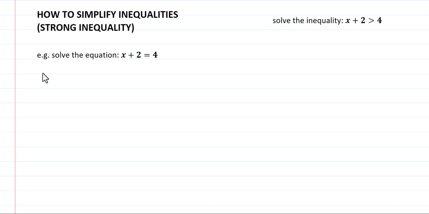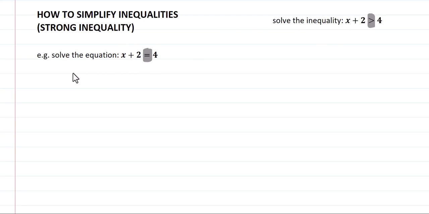Let's go. Okay, we have an example. Solve the equation x plus 2 equal to 4. Now, this is not an inequality. I want you to pay attention simply because we have an equality here. Look at this. We have an equality sign here, but then here we have an inequality. So here is an equation.